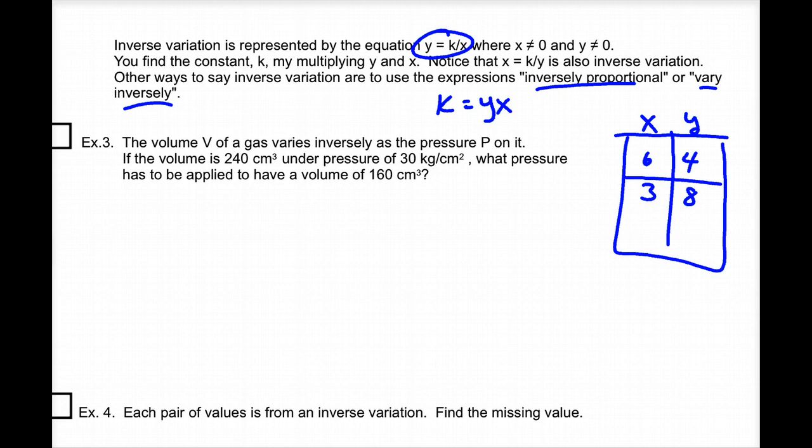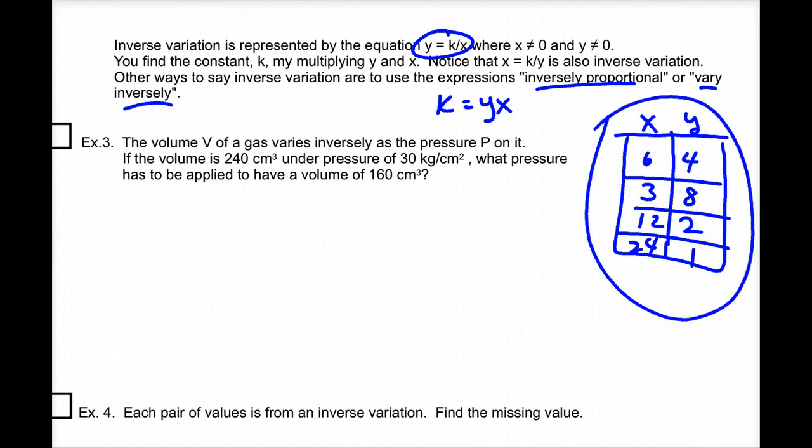3 times 8 is 24. If I put a 12 here, I need to have a 2 here, because 12 times 2 is 24. If I put a 1 here, I'd have to have a 24 here, because 24 times 1 is 24. So part of your assignment, simply to do what I just did over here, is to identify if it's inverse, direct, or neither. Inverse, they have to multiply to be the same. Direct, you go y over x, and those would have to be the same. And then neither if neither one of those apply.